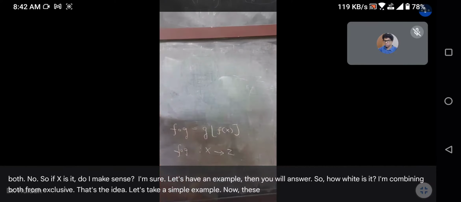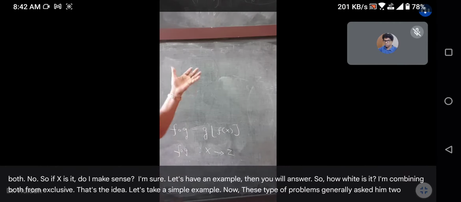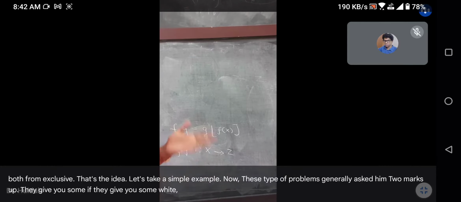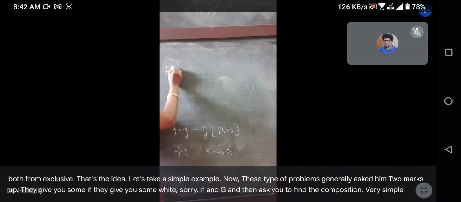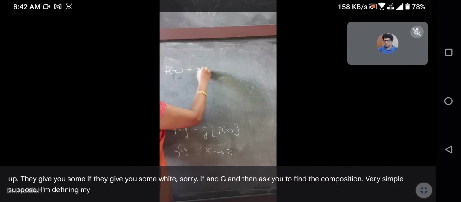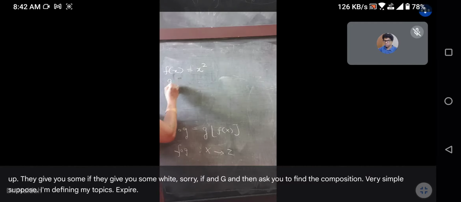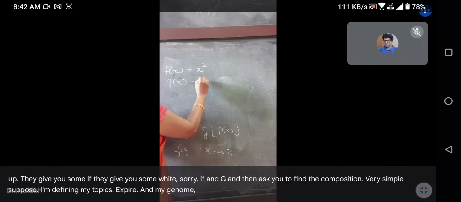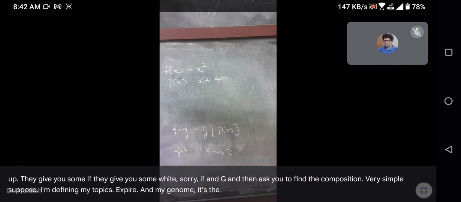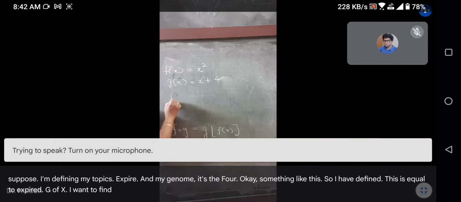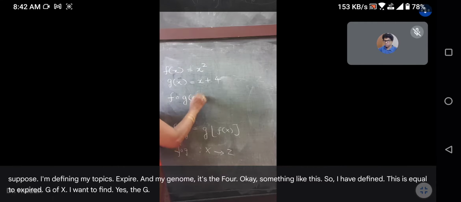These types of problems are generally asked in 2 marks. They'll give you some f and g, and then ask you to find the composition. Very simple. So suppose I'm defining my f of x is equal to x squared, and my g of x is equal to, say, x plus 4. Now I have defined f of x is equal to x squared, g of x is x plus 4. I want you to find f circle g of x.